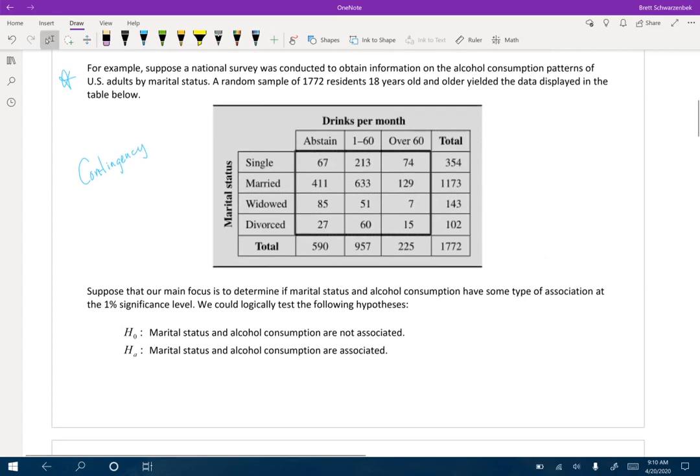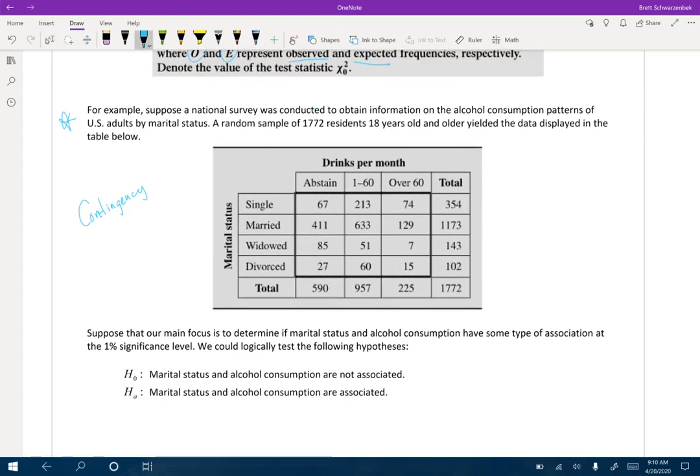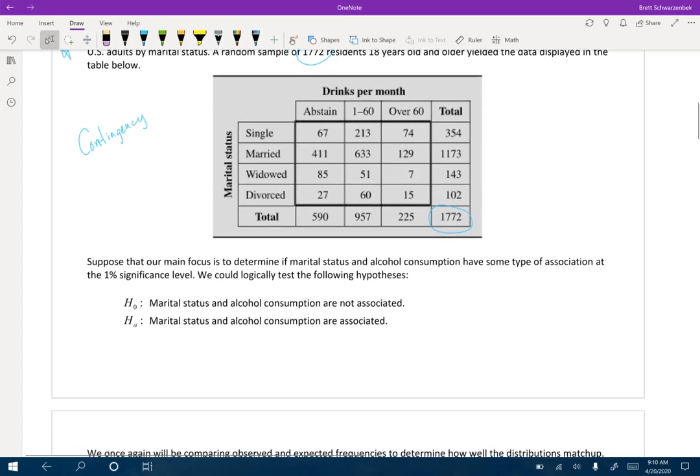So basically, what did they do? They sampled 1,772 residents, 18 or older, and they got the totals over on the right and on the bottom, all the data, and then, of course, the table total. So it says, suppose that our main focus is to determine if marital status and alcohol consumption have some type of association at 1% significance.